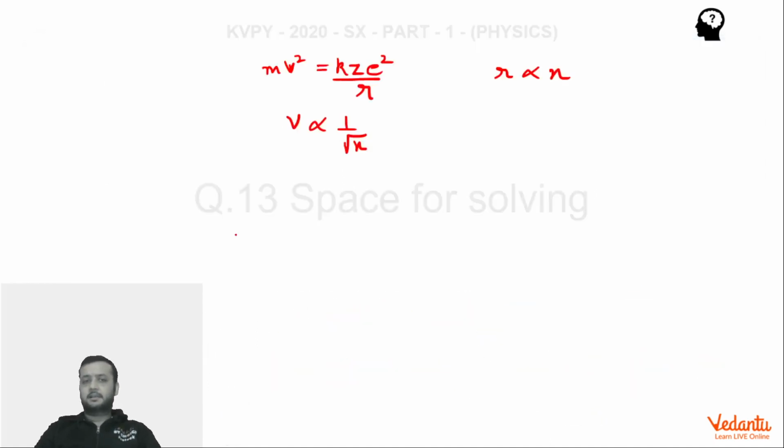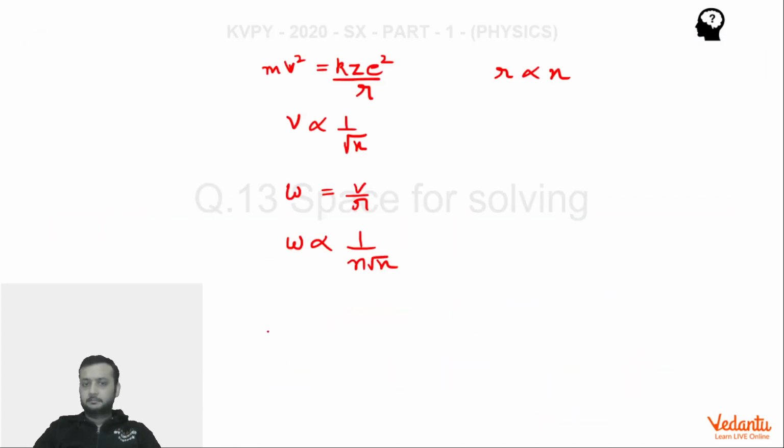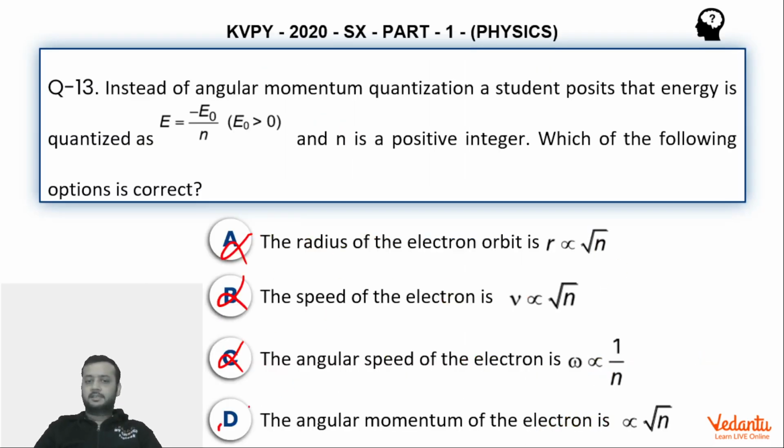Angular speed omega is v by r. Now v is proportional to 1 by root n and r is proportional to n, so omega will be proportional to n root n. So this is also wrong. Angular momentum is proportional to root n. Let's check this. Angular momentum is mvr. Of course m is constant, v is proportional to 1 by root n, and r is proportional to n. So we can say that L is proportional to root n, which is correct. So option D is right.